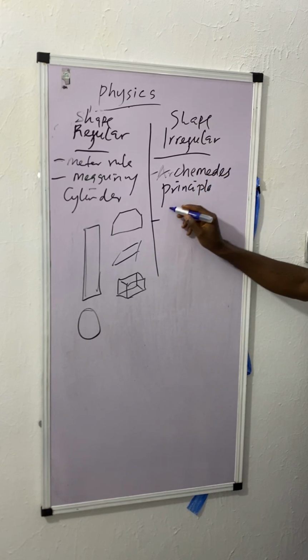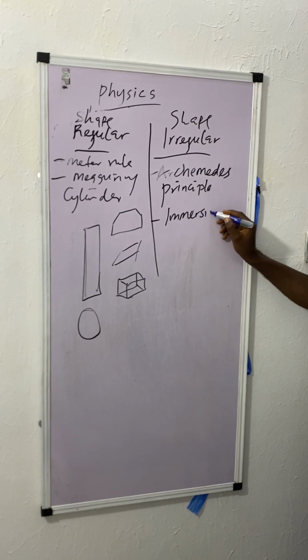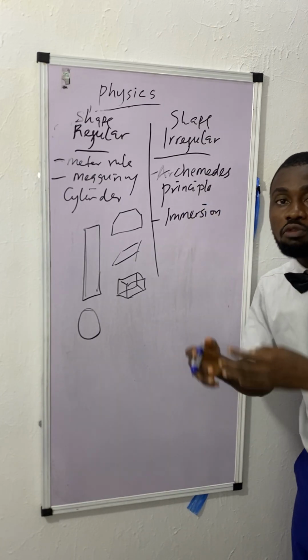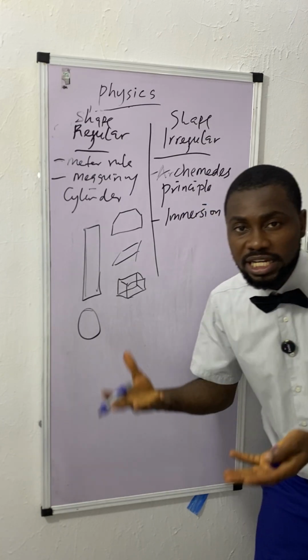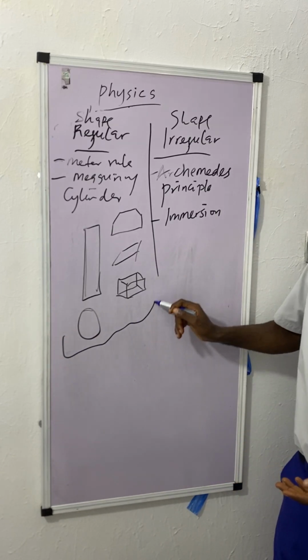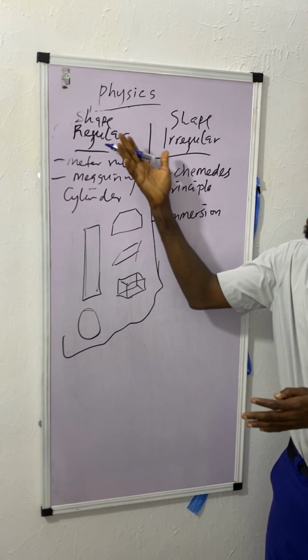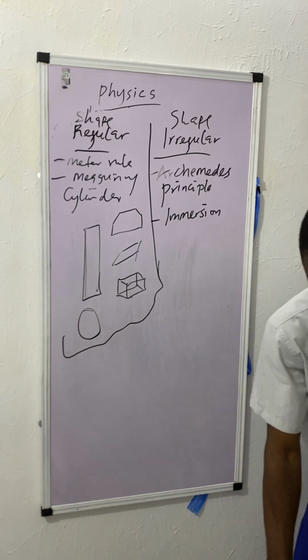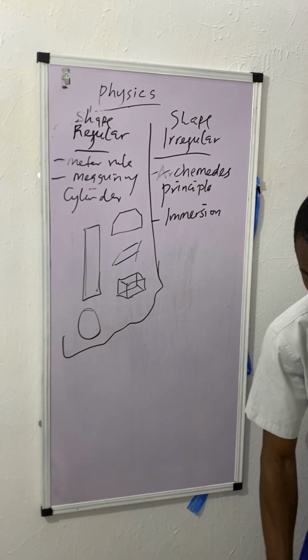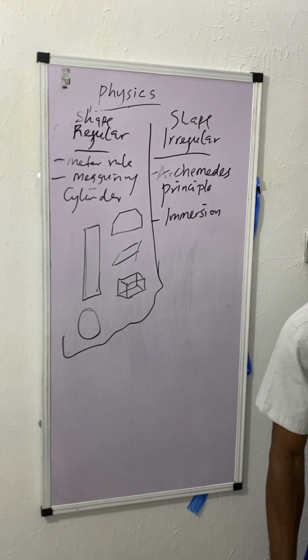So we measure it by what? Immersion in water. You immerse it in water. The amount of fluid displaced is weighed to know the volume of whatever object or body we are measuring. We use the amount of fluid displaced to measure volume.